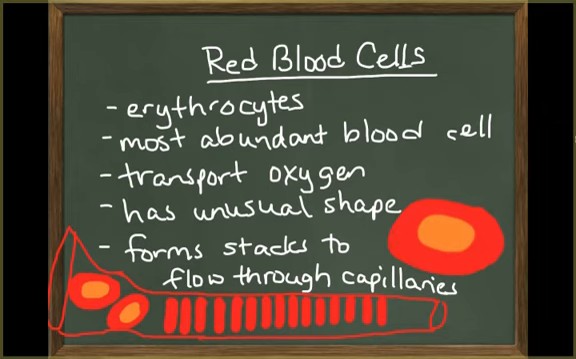The red blood cells are also called erythrocytes and are the most abundant blood cells. Red blood cells are essential for the transport of oxygen in the blood to the tissues. A red blood cell is very different from the typical cell.